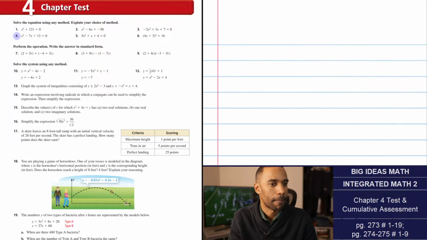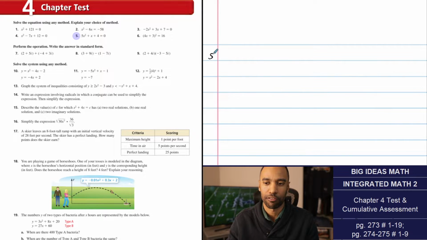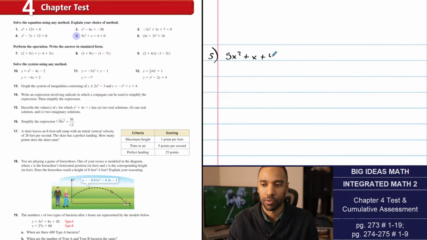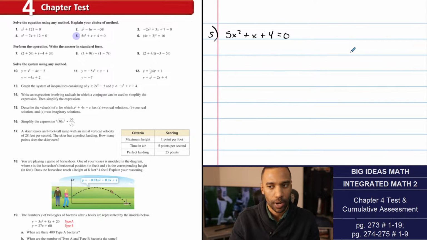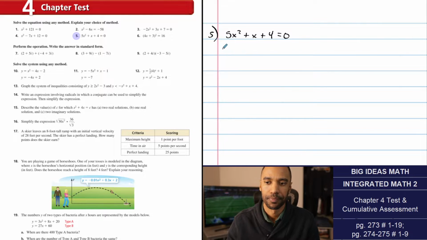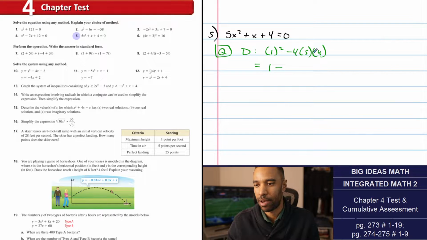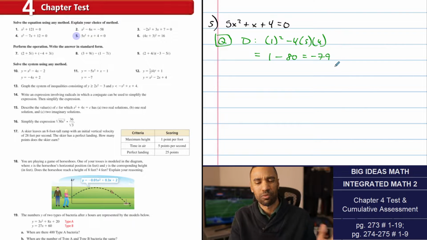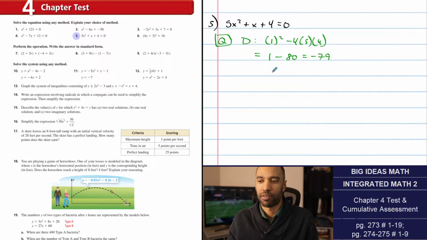All right, number 5. 5x squared plus x plus 4 equals 0. If this is not factorable, which it doesn't look like it is, quadratic formula will be my only go-to for this problem. Quadratic formula. Let's go. b squared minus 4ac, oh, not even real solutions, equals 1 minus 80, which is negative 79, neither real nor even rational, not a perfect square.